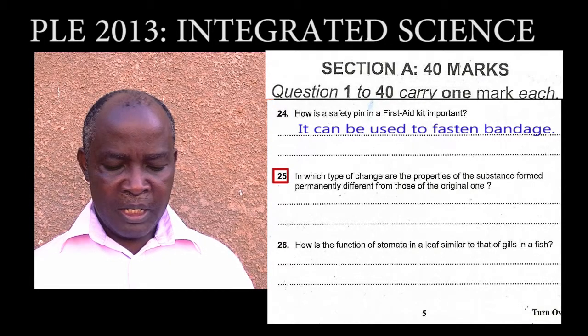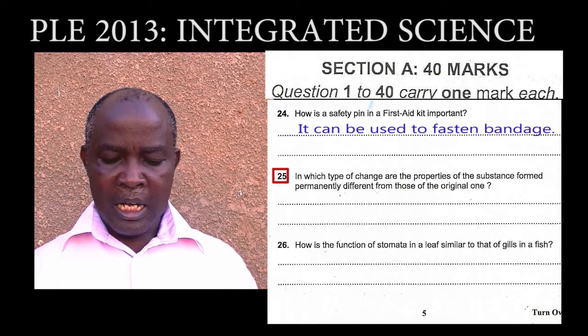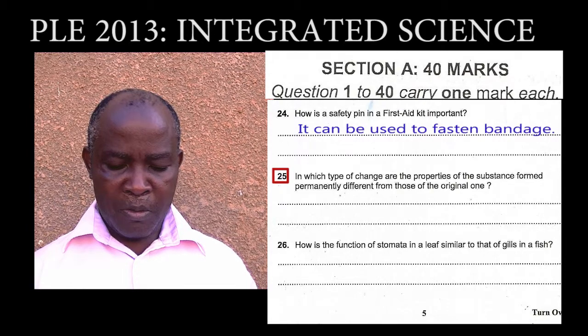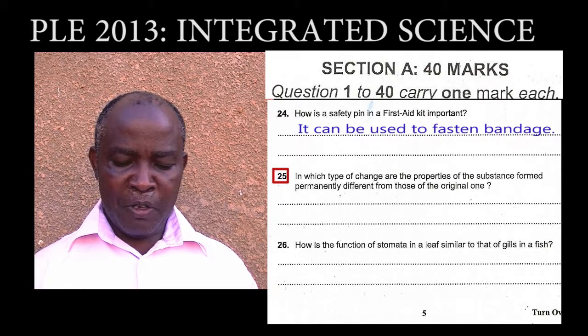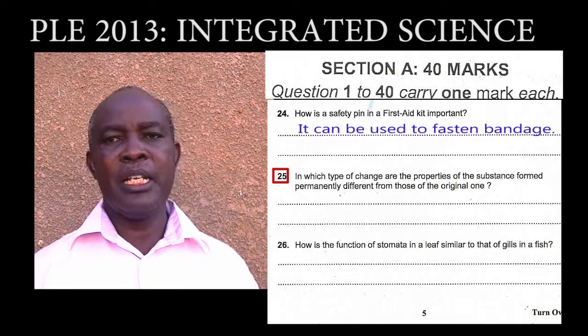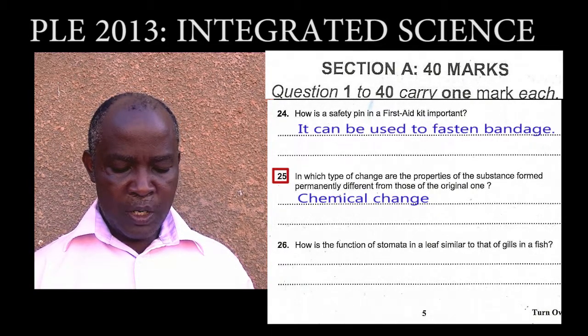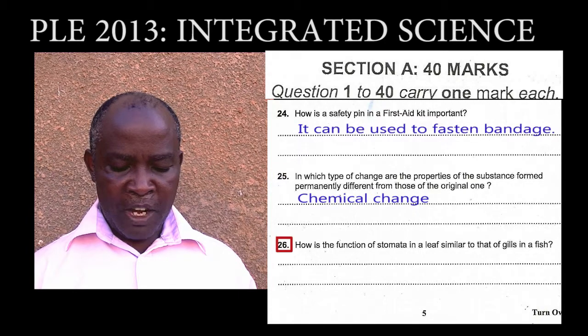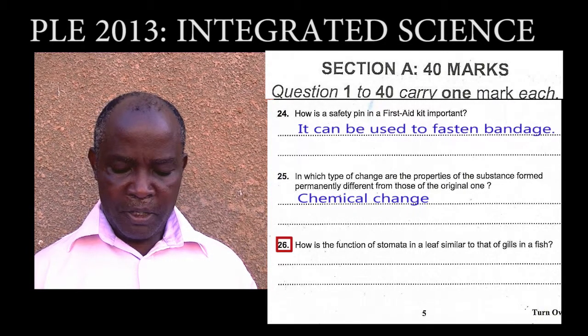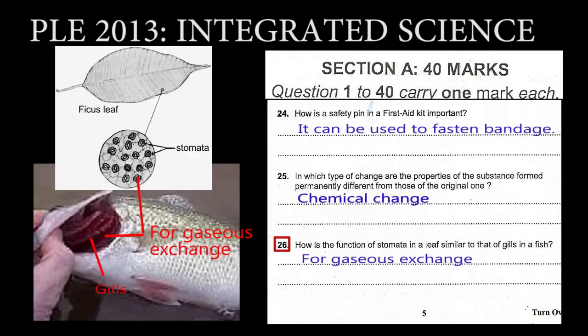Number 25. In which type of change are the properties of a substance formed permanently different from those of the original ones? Chemical change. Number 26. How is the function of the stomata in a leaf similar to that of gills in a fish? The stomata are used for gaseous exchange.